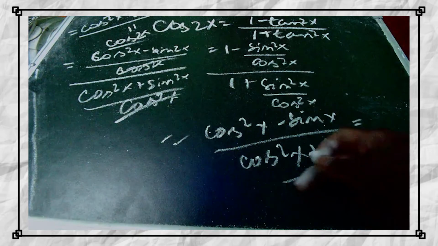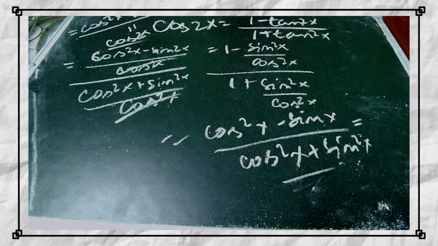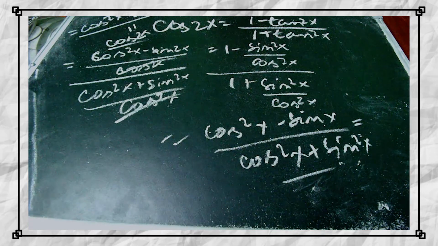So this was the derivation. So this was the derivation of the formula cos 2x equals 1 minus tan square x by 1 plus tan square x.